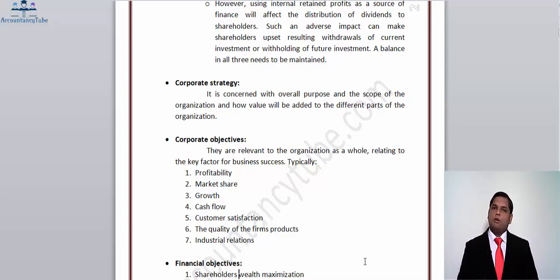First, we have got profitability. Like all businesses, all businesses exist to make profit. So profitability is the first objective.